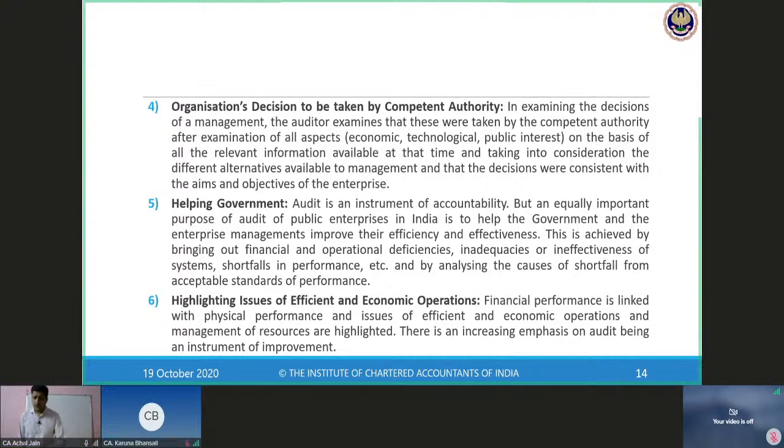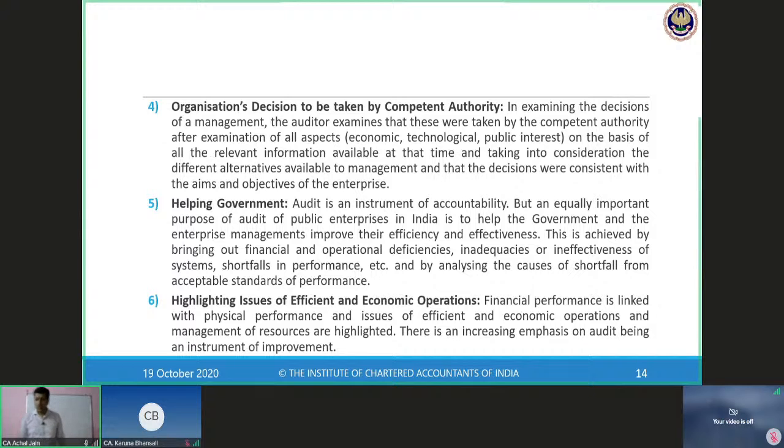Helping the government. So of course, it's a help to the government. Why? Because it's the government fund which is involved, and the functioning of all of these entities is basically what? Functioning of the government. So the government is not functioning independently. The government is basically functioning with the help of these organizations only. They are nothing but the government in a way. They are nothing but the government functionaries. So that's why, in a way, this is only helping the government, highlighting issues of efficient and economic operations.